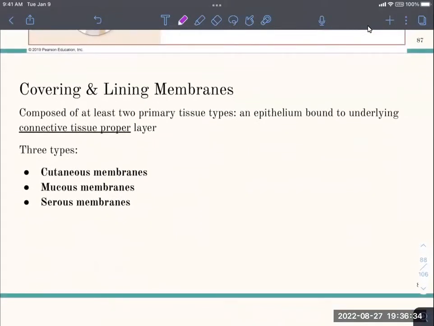Along with having different types of tissues around the body, we also have membranes. These membranes surround different areas in the body. And they usually have an epithelium that's bound to a connective tissue proper layer.